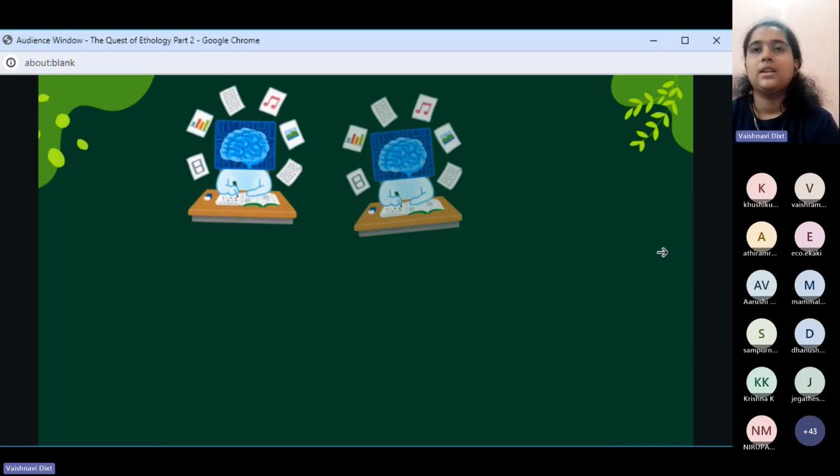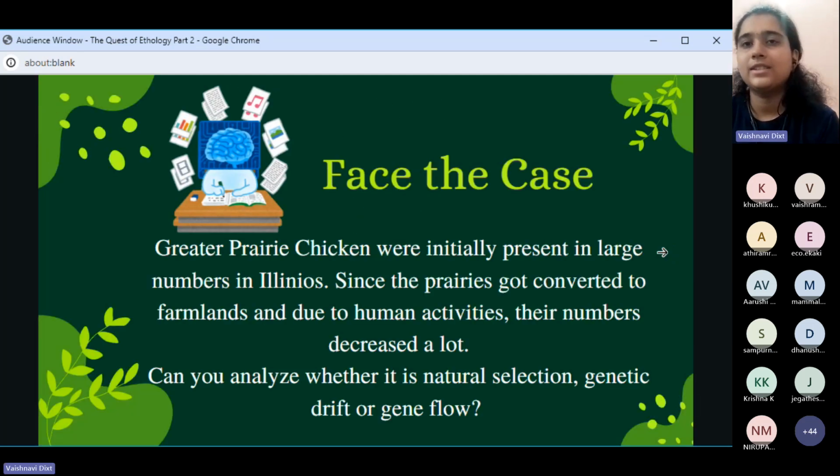So now face this case. This is a case study question. Think about it. Greater prairie chickens were initially present in large numbers, and since the prairies got converted to farmland, their numbers decreased a lot. Now, can you analyze whether it is natural selection, genetic drift, or gene flow?